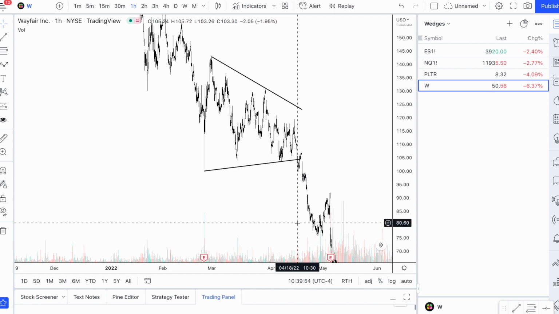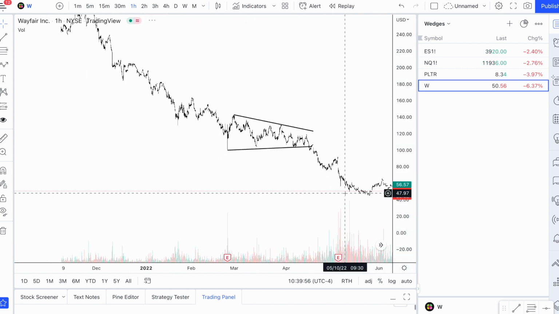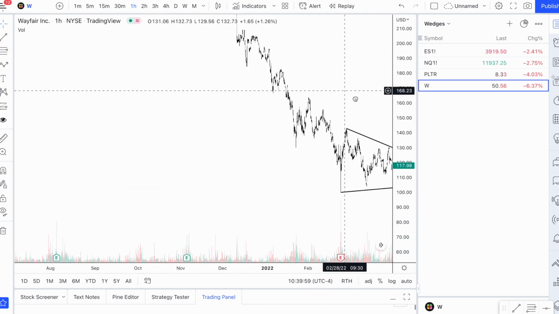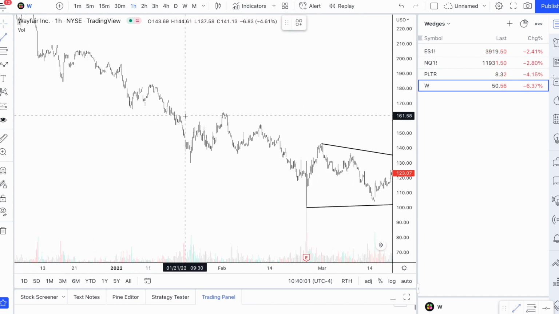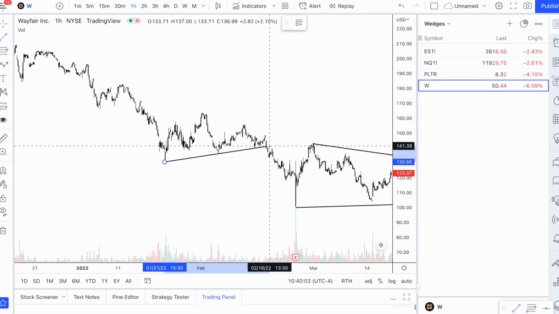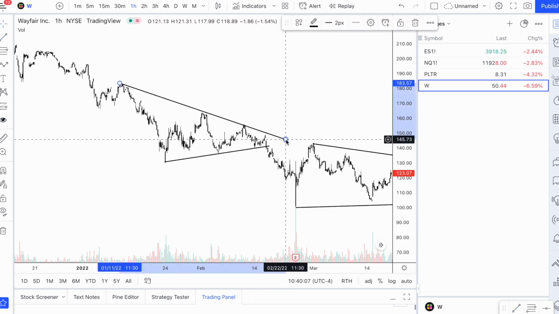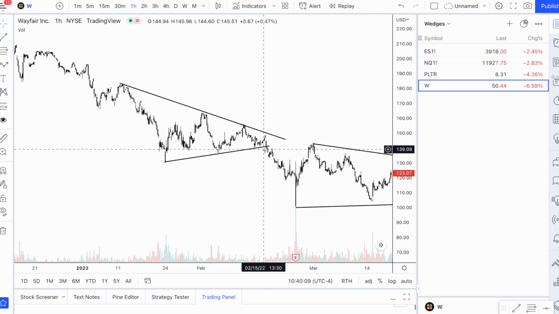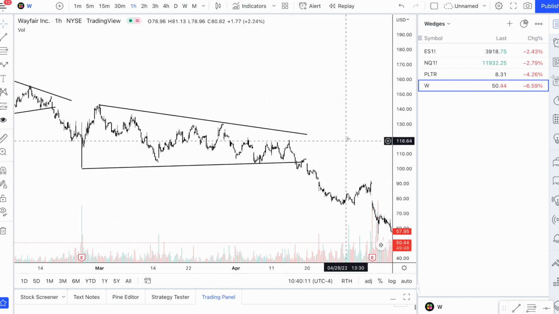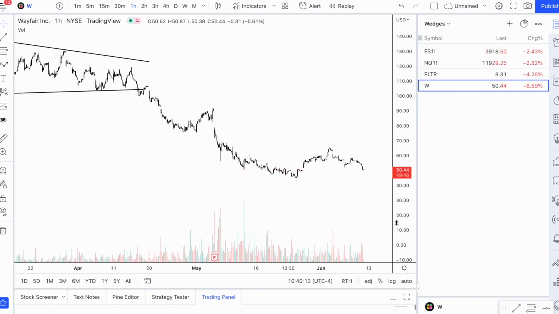So this is just a quick video on wedges. There's no wrong way to draw them. You can draw them pretty much anywhere, right? So I can look right here, draw one like this, and then even one like this. You can see how it follows the trend line pretty well, and then eventually breaks lower. New ones form, and that's how price moves on.